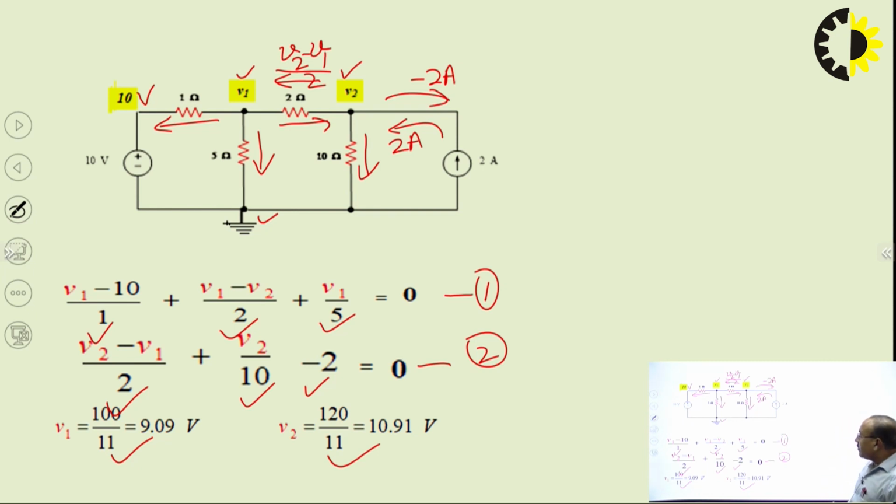Another thing we can see from here, the important information: V2 is at higher potential than V1. So the current in the 2 ohm branch will be from V2 to V1, since current flows from the higher potential to the lower potential terminal.